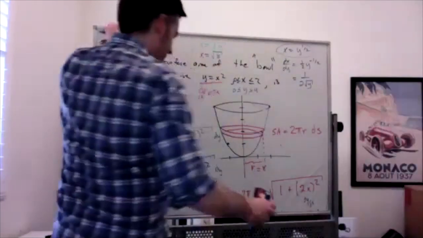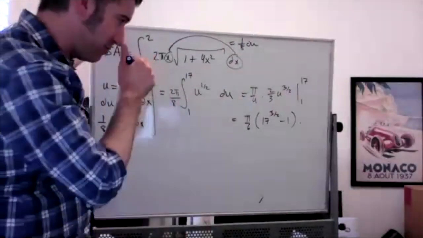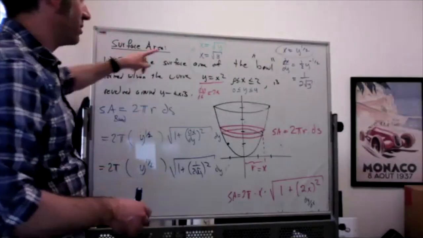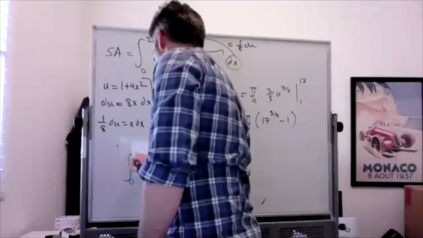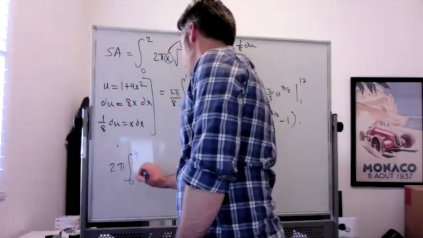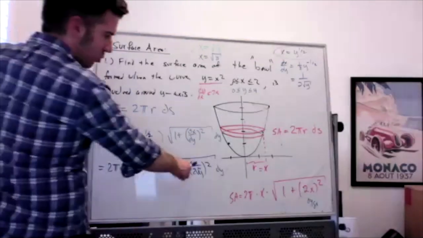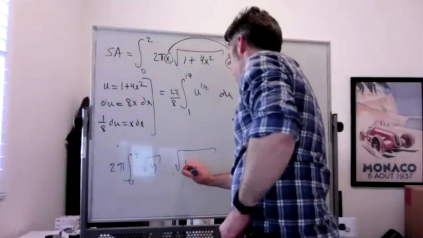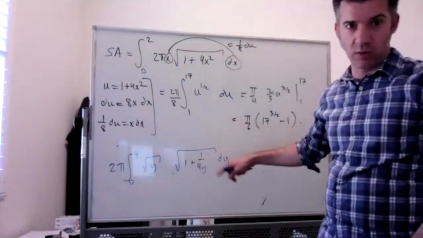So let me write this on the other side. I don't want to. I'll write it after we finish this problem. So we're going to do this to see that it's actually the same. So I'm going to now integrate from 0 to 4 of 2 pi times the square root of y times the square root of, what was it? 1 plus, I'm going to write that as 1 over 4y. Right, because it's 1 over 2 root y quantity squared.